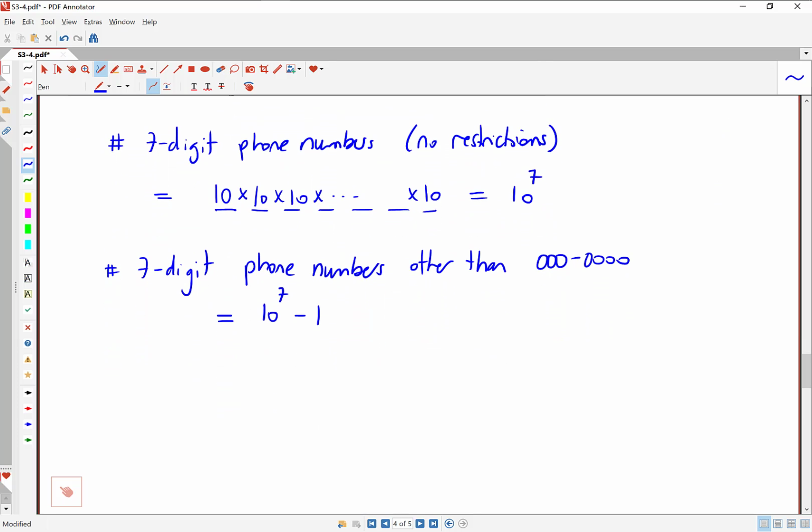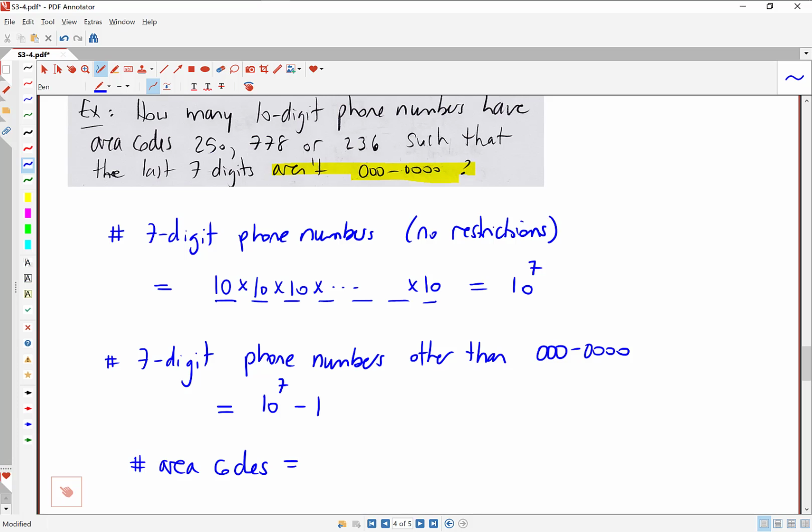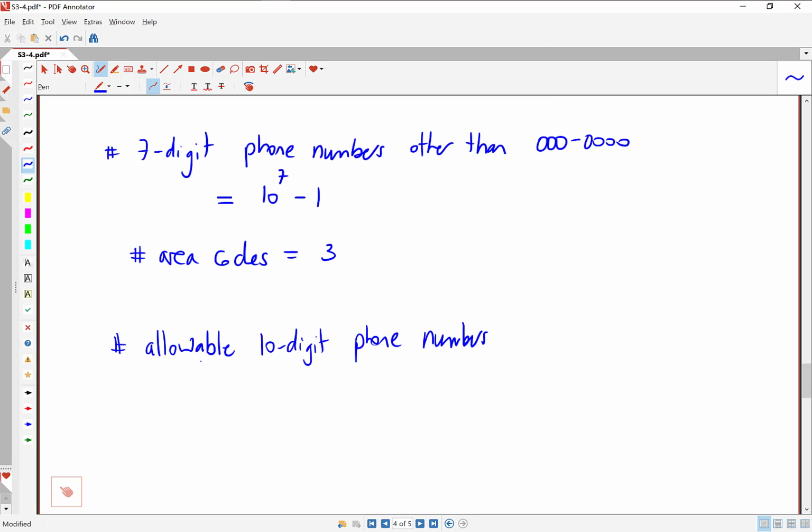Okay, now we need to think about one more choice, which is the area codes. The number of possible area codes: we were given in the question the options 250, 778, or 236. So if we're just counting the number of area codes, that's 3 options for what the area code could be. So what we're trying to calculate here is the number of allowable 10-digit phone numbers. Well, we've said there are 3 options for the area code, and then we figured out that there were 10 to the 7 minus 1 options for what the last 7 digits would be, just avoiding that number that's all zeros.